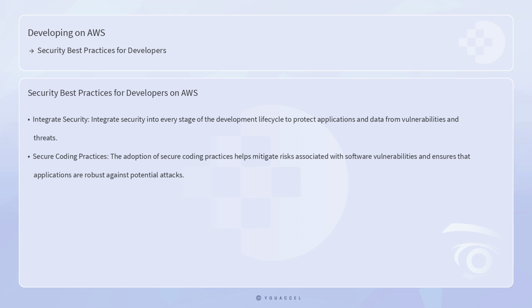Security best practices for developers are essential in today's technology-driven world, especially when developing on AWS. As developers, it is crucial to integrate security into every stage of the development lifecycle to protect applications and data from vulnerabilities and threats. The adoption of secure coding practices helps mitigate risks associated with software vulnerabilities and ensures that applications are robust against potential attacks.